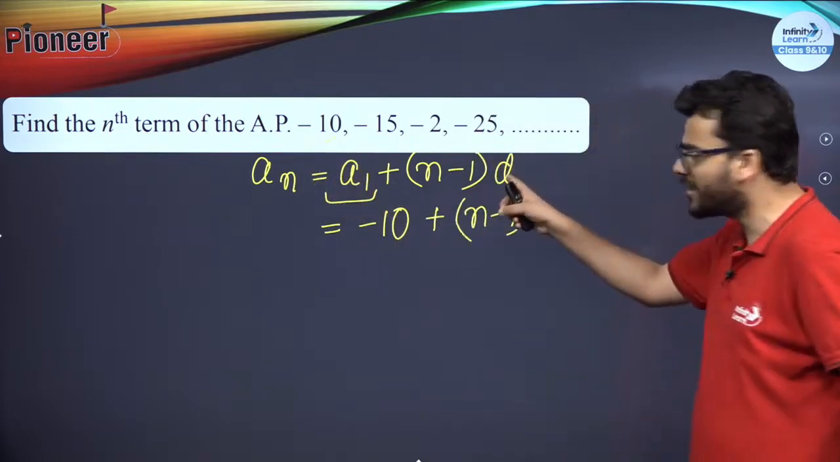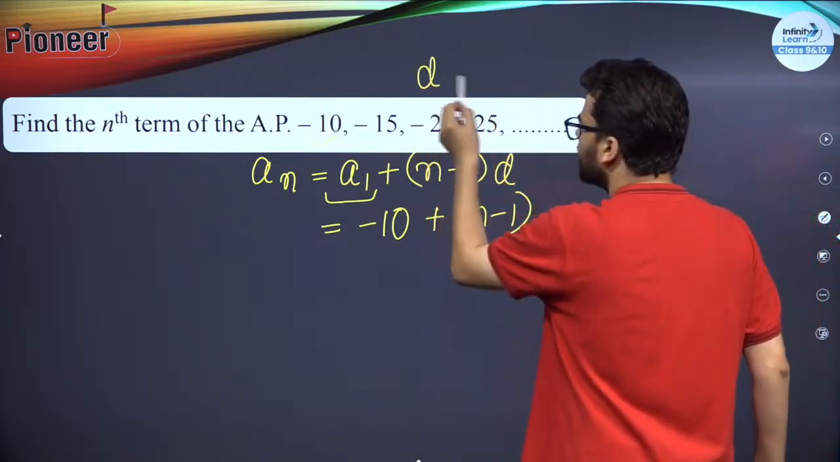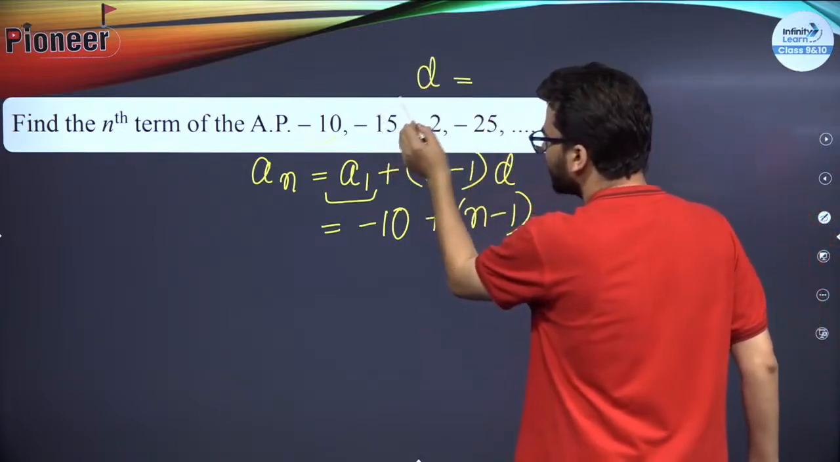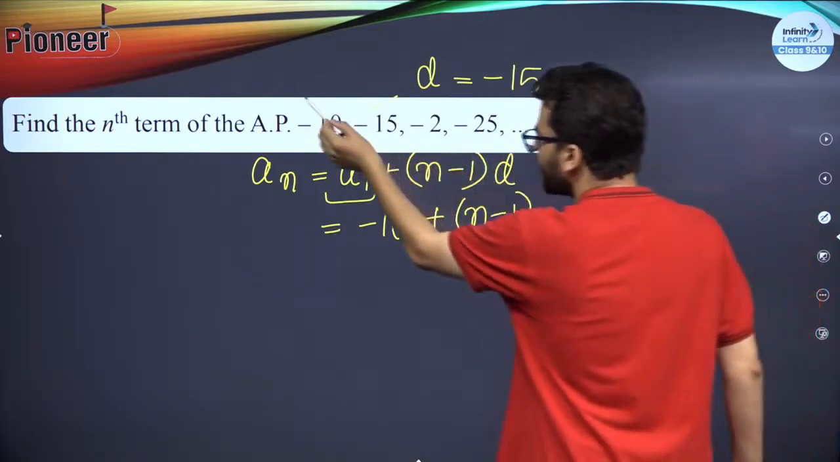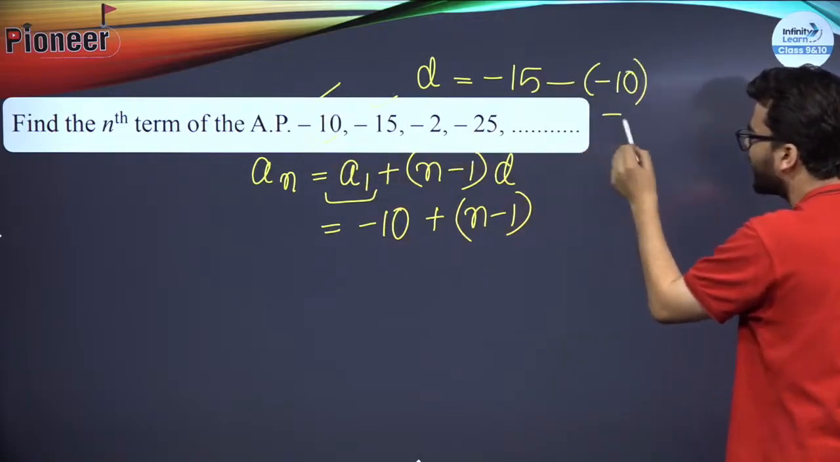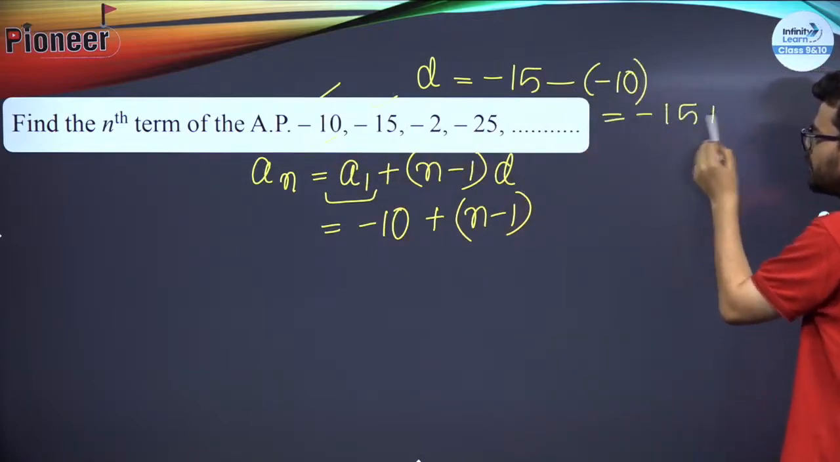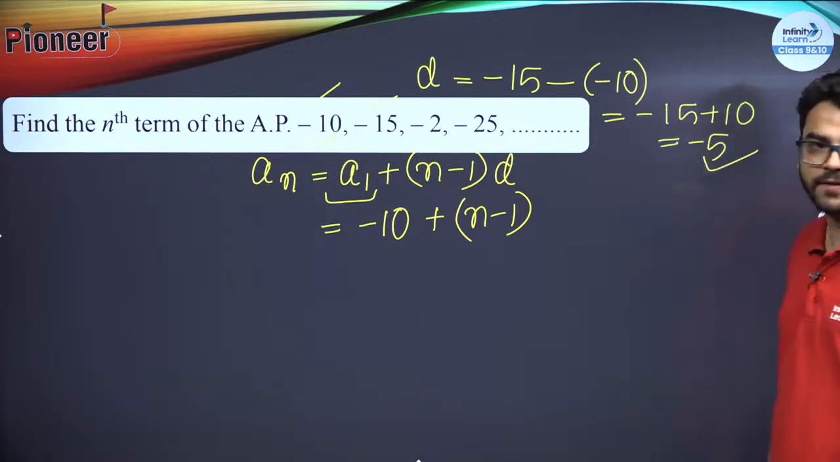Now you want to know the common difference of this AP. So common difference is D. So it is what? Difference between a term and its previous term. Minus 15 minus the previous term, which is already minus 10, so two negative signs will automatically come. So this is minus 15 plus 10 and that is equal to minus 5. This is the common difference of this AP.